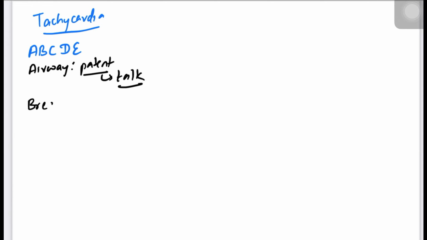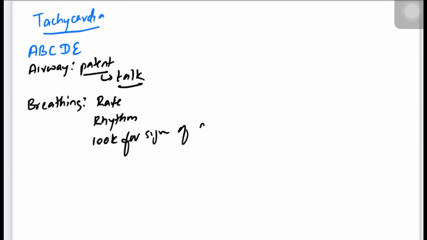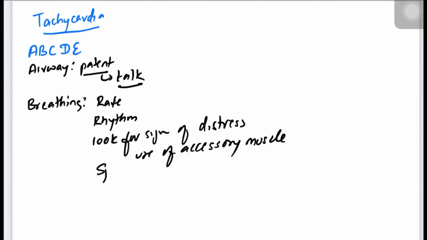After that, you have to check breathing. How to test breathing? Look at the rate and rhythm of breathing, and look for any sign of distress, like use of accessory muscles. After this, you can also check SpO2, whether SpO2 is maintained or not.